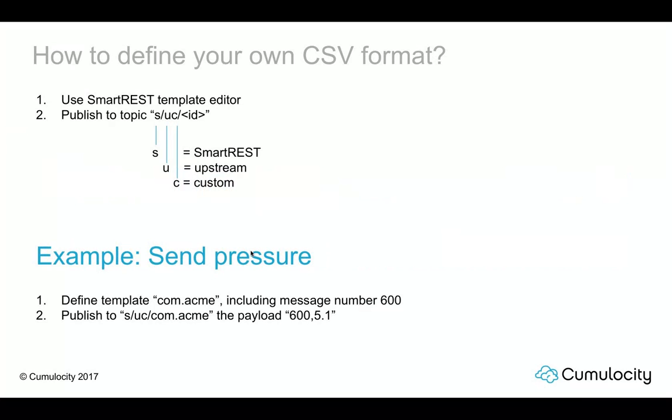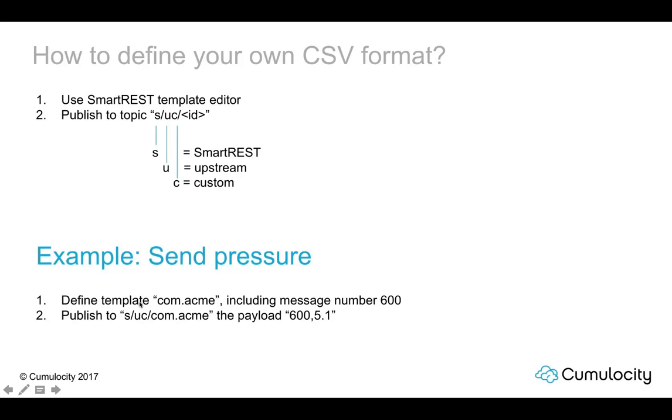Let's first look at the high level. If you want to have your own CSV formats, beyond the ones that are built in, you use this Smart REST template editor I will show in a second. Then you define your own data format. After you've done that, you can publish to a new topic, which is S for Smart REST, then U for uplink or upstream, and now not S for standard, but C for custom. And then you provide the ID of the templates that you have created.